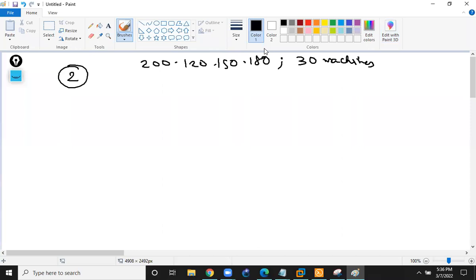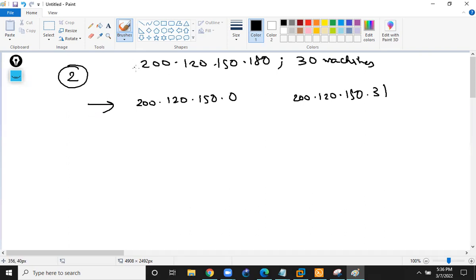Okay, Anish. Subnet: 200.120.150.0. Broadcast: 200.120.150.31. Very good. So that's the first subnet, right?